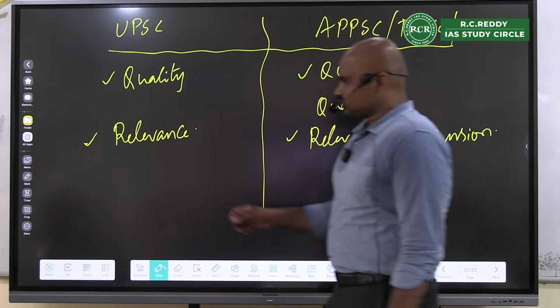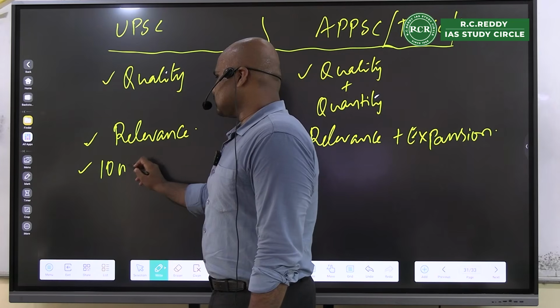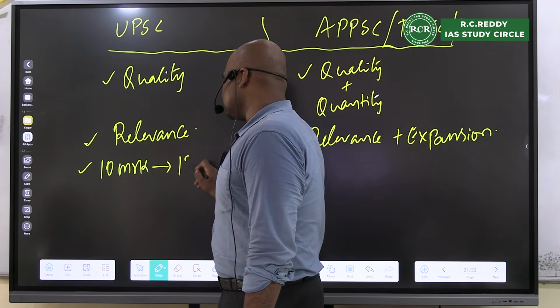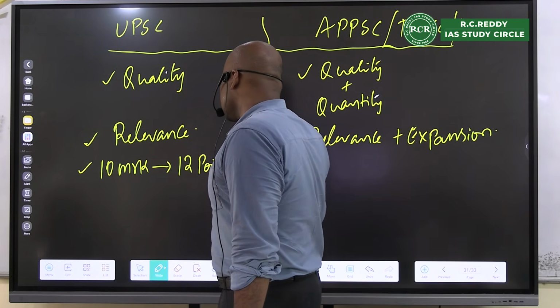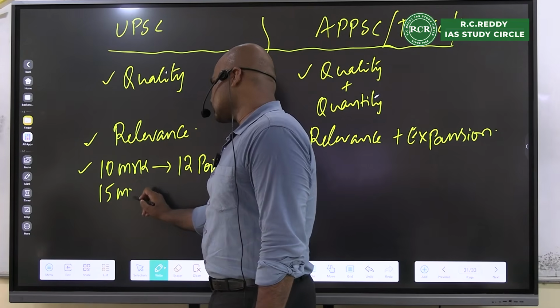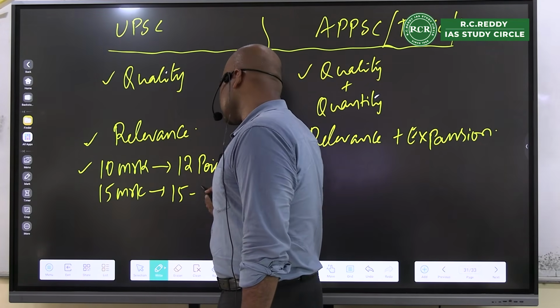When I am writing UPSC, for a 10 marker, I need 12 points. For a 15 marker, I need 15 to 18 points.